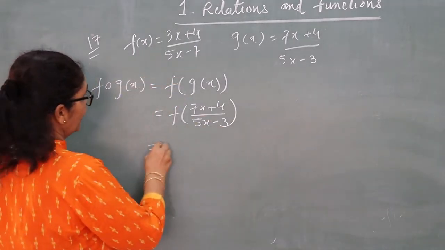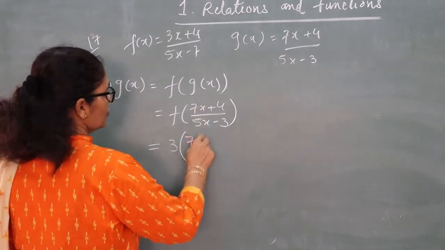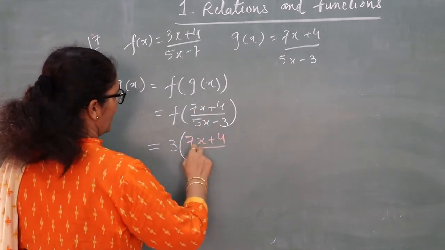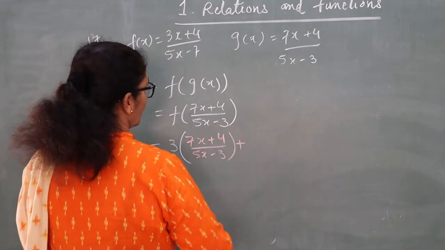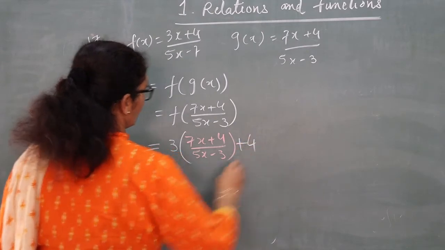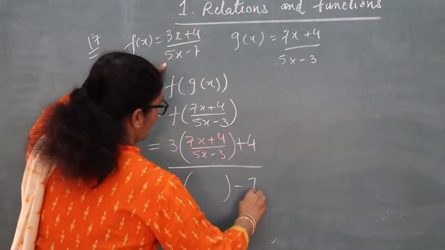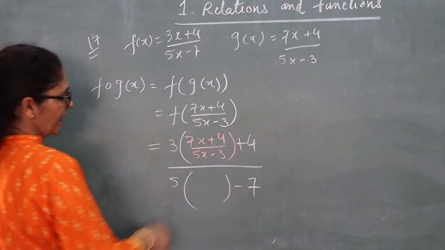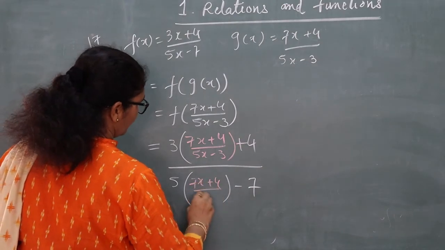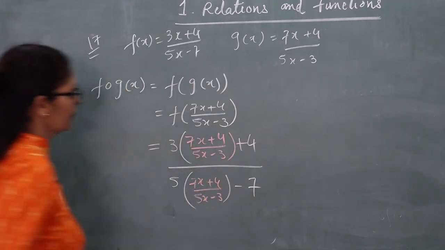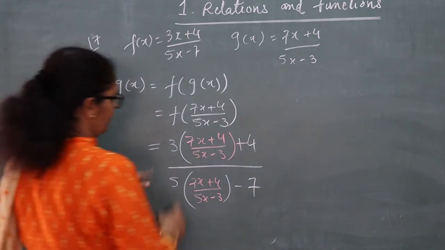So how can we write it? 3 into what is our function? That is your x. You use this as an x. I have just changed the color to make it clearer. Again the function is the same, everything is the same, but in place of x we are writing only (7x + 4)/(5x - 3). Is it clear? Now one simple thing: take the LCM and simplify the term.